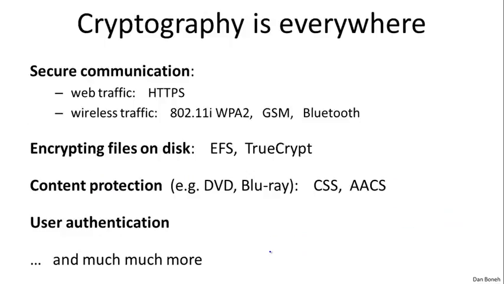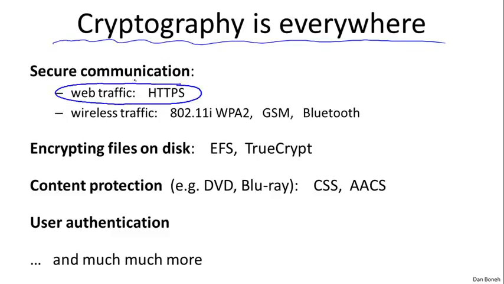Now, I'm sure everybody taking the class knows that cryptography is used everywhere computers are. It's a very common tool that's used to protect data. For example, web traffic is protected using a protocol called HTTPS. Wireless traffic, for example, Wi-Fi traffic is protected using the WPA2 protocol that's part of 802.11i. Cell phone traffic is protected using an encryption mechanism in GSM. Bluetooth traffic is protected using cryptography, and so on. We're going to see how these various systems work.